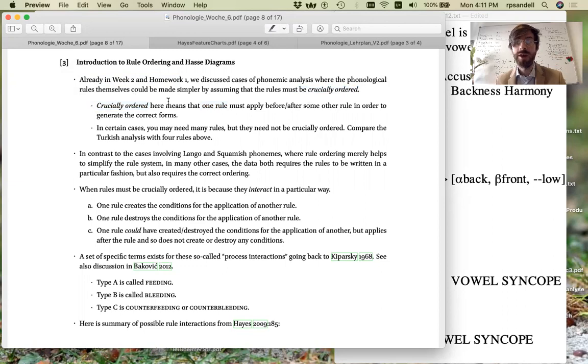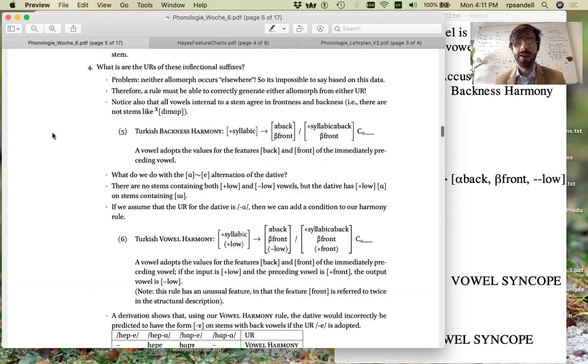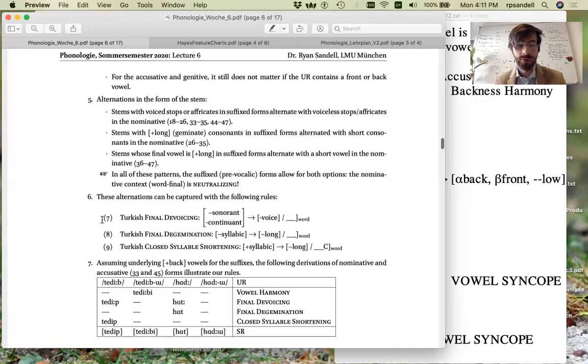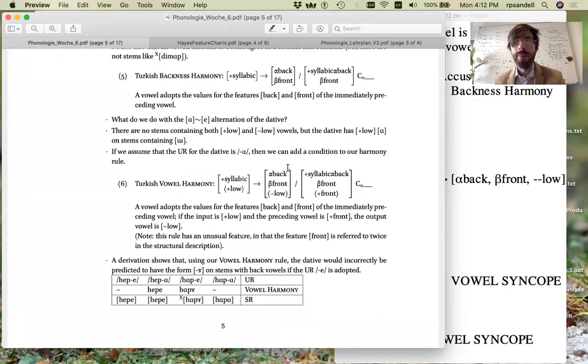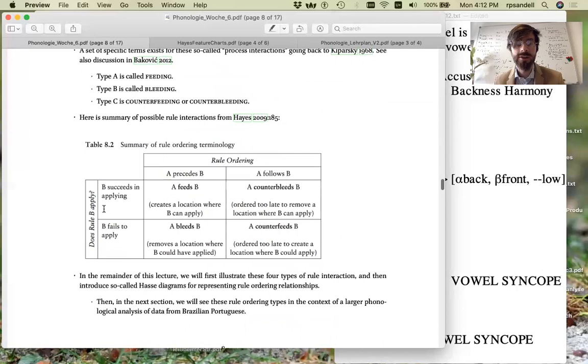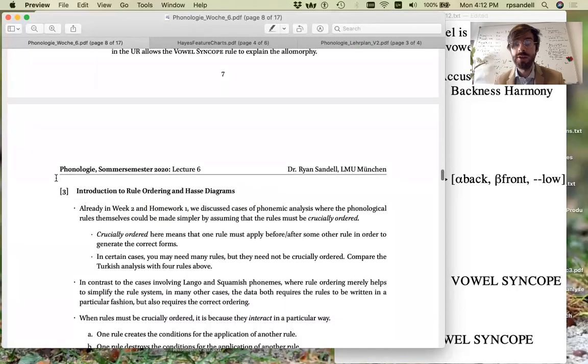Now, there are cases in which you may need to write multiple rules, but they don't require any crucial ordering. Above, when we analyzed the Turkish data, we had written 4 rules in total. We had these 3 neutralizing rules in addition to the vowel harmony rule, but you can try this at home in the derivation given under point 7 here. You could try to apply the rules in any given order, and the results would be the same. What's more interesting are cases in which rules have the potential to interact.